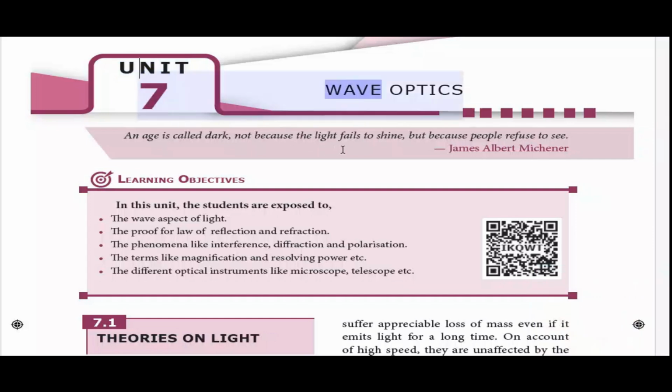Unit 7 Wave Optics. An age is called dark, not because the light fails to shine, but because people refuse to see. James Albert Michener.